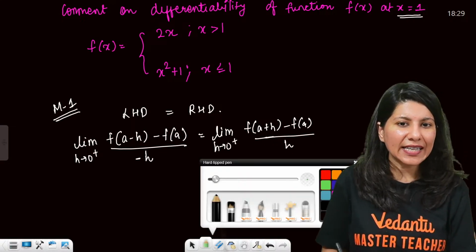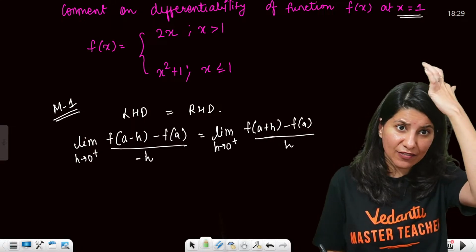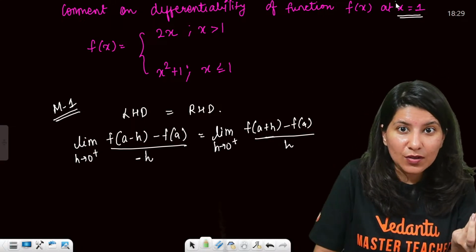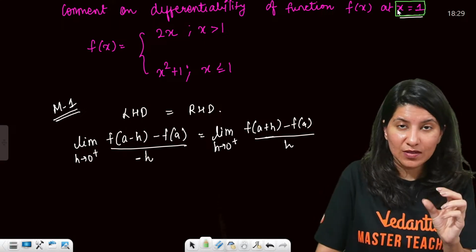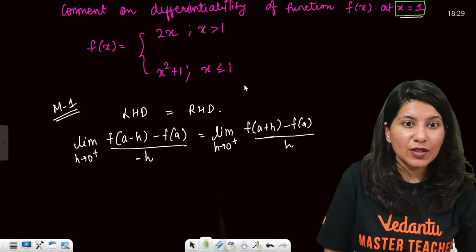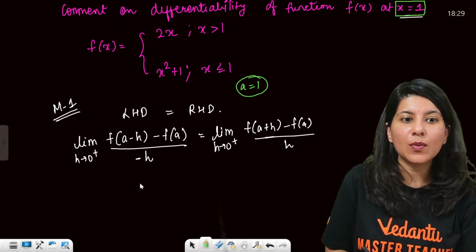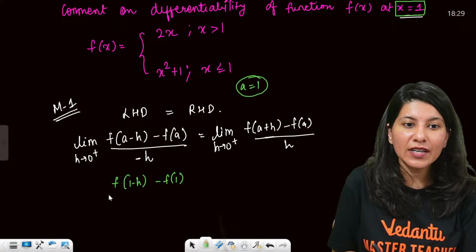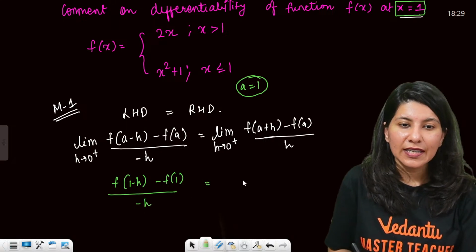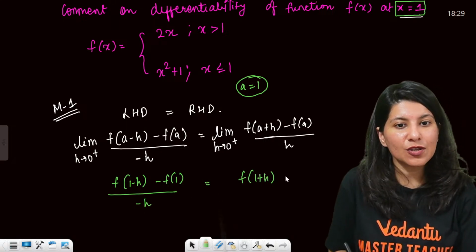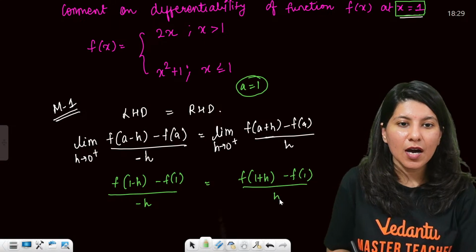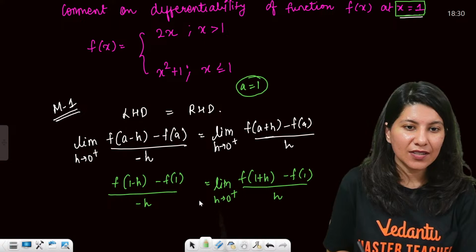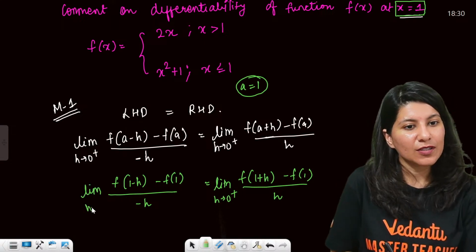Now where exactly are you looking at differentiability? You're looking for x equals to a, right? Here x equals to 1, so here your a will be replaced by 1. So now this is f of 1 minus h minus f of 1 upon minus h, equals to f of 1 plus h minus f of 1 upon h, right? Limit h tends to 0 plus here, limit h tends to 0 plus here.